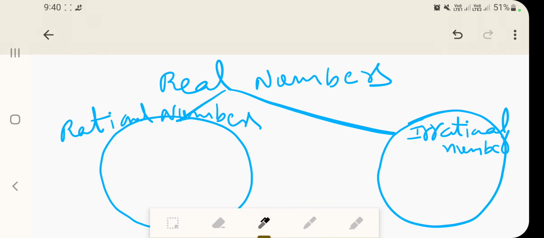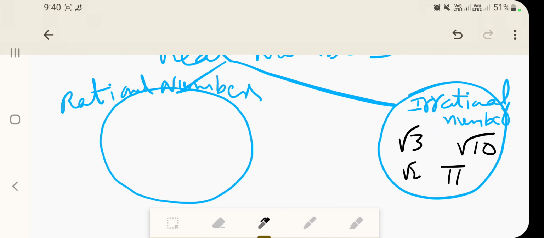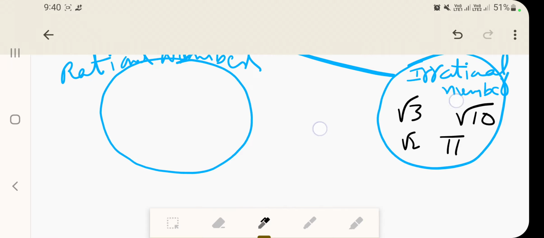First we'll see. Whichever numbers we can't write in p by q form are nothing but irrational numbers, like root 3, root 10, root 2 or pi. We'll see what the pi value is in later classes. And these are some of the irrational numbers which we can't write in p by q form. Those are called irrational numbers.